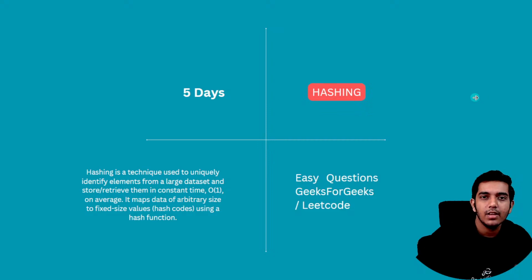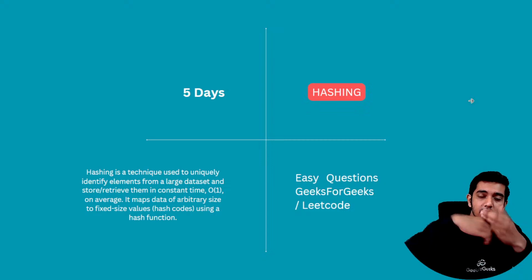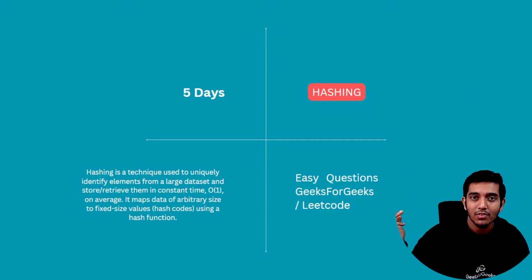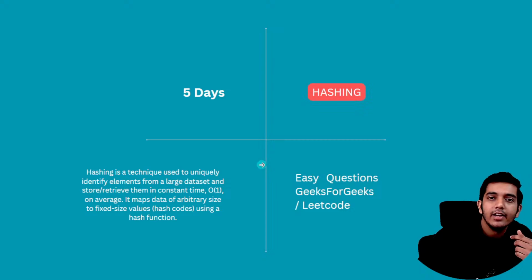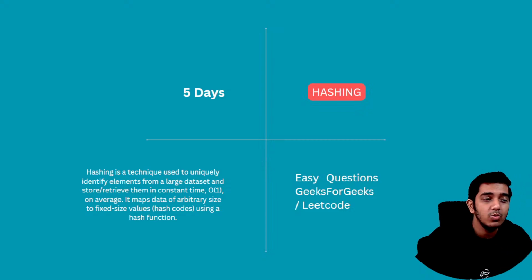So again, hashing is a technique which helps you to uniquely identify elements. If you have a very big data set of crores of elements, you can easily find the elements, right? So it's very great. You can actually learn hashing. You're going to use it a lot because it has constant time complexity. So it's very good to use hashing in lots of problems.